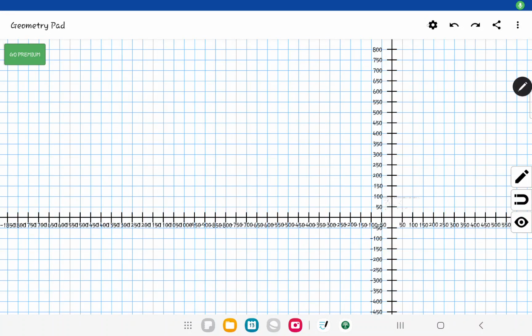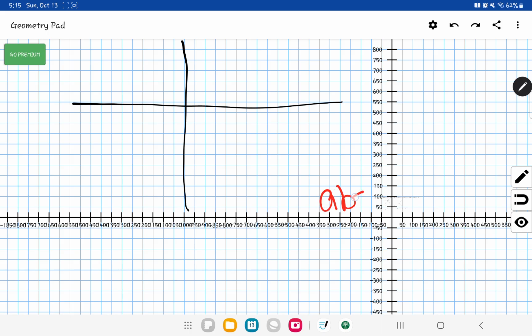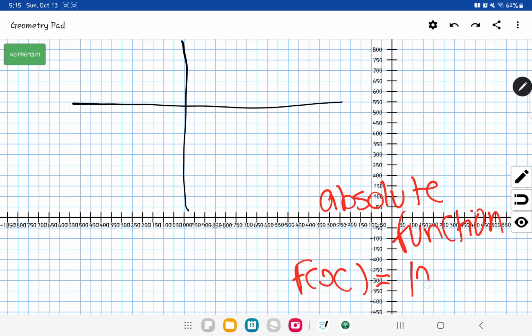Hello guys, so now I'll be explaining the algebra for the AMS tomorrow. I'll explain it a little more deeper. So what we're learning in this algebra is called the absolute function. Absolute function, from its name, it means that f(x) is equal to the absolute value of x.